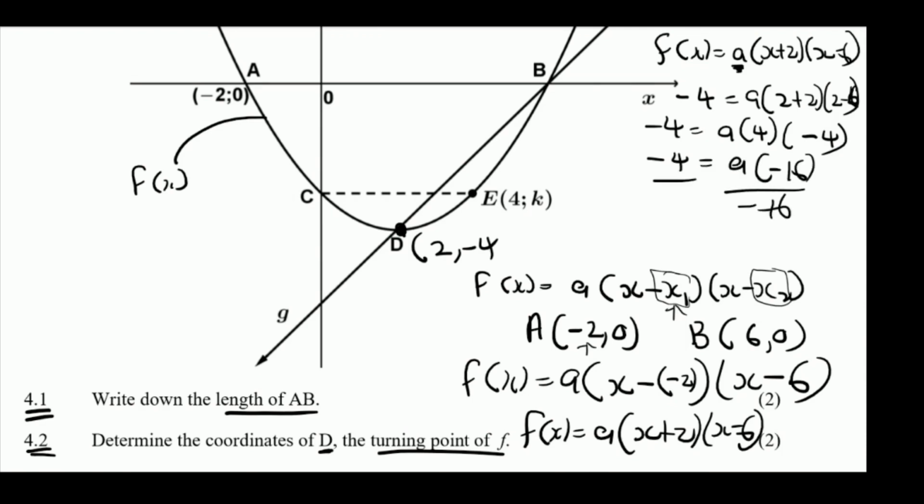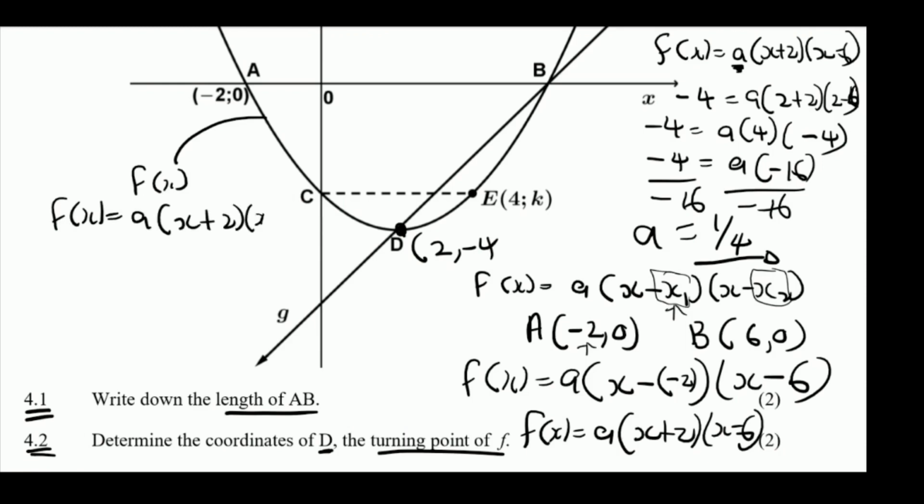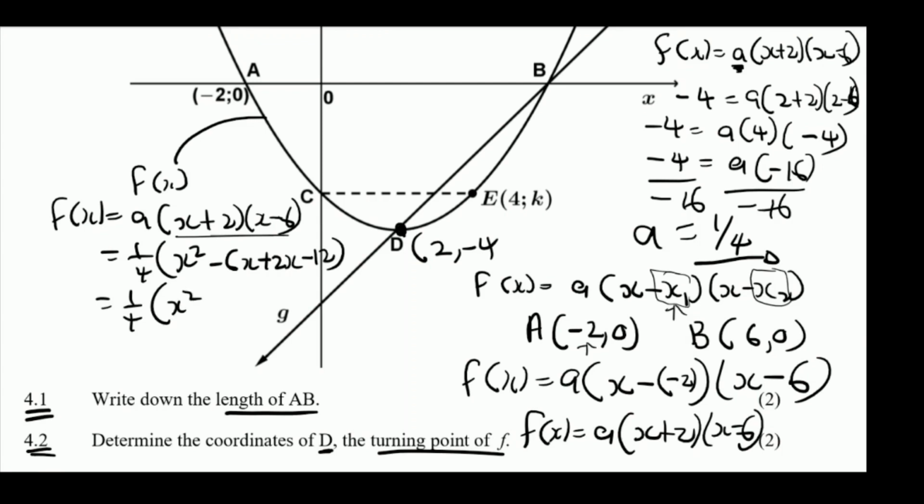Divide by -16 on both sides. The a value is equal to 1 over 4. So this is the a value. f(x) is equal to a(x + 2)(x - 6), of which our a value is 1 over 4, so it's going to be 1 over 4 times, finding the product here, you're going to get x squared minus 6x plus 2x minus 12, which is 1 over 4 times (x squared minus 4x minus 12).